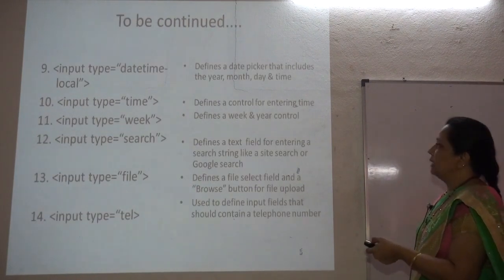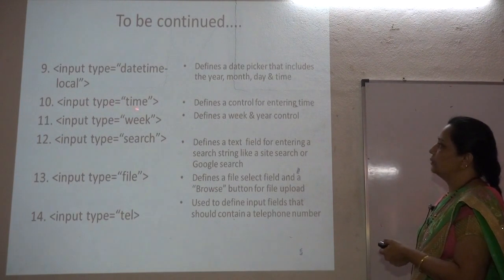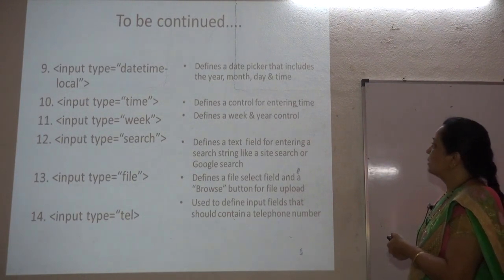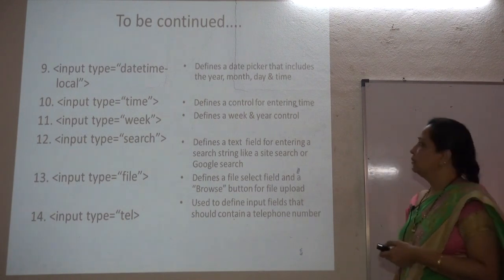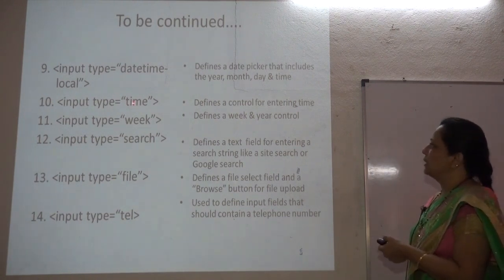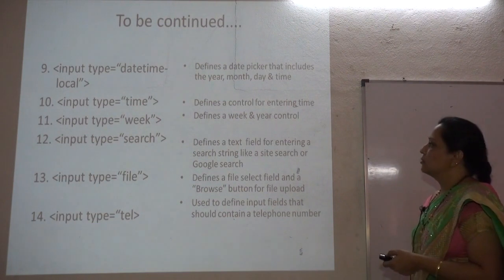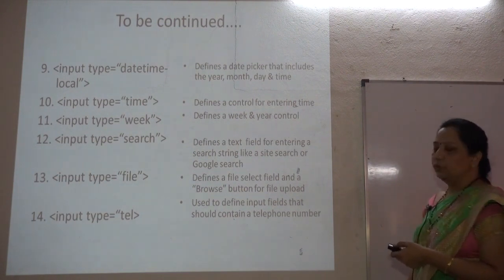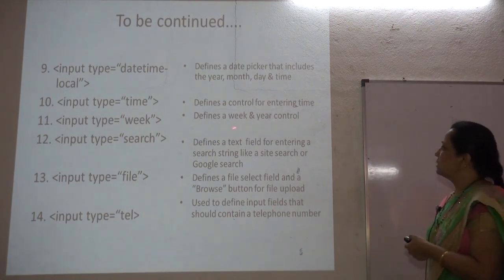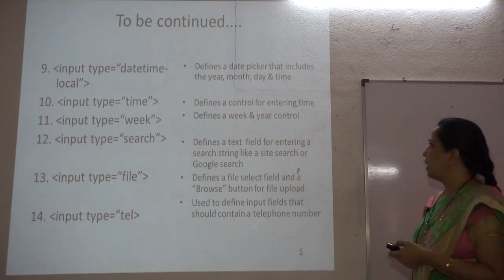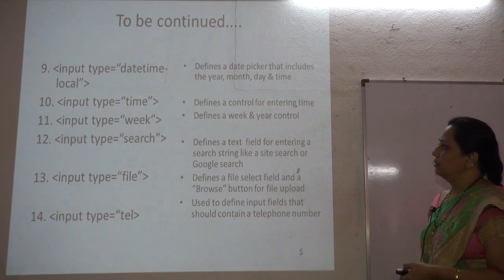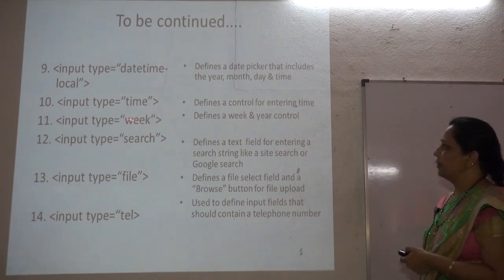So the next input type is input type equal to time. It defines a control for entering time. If you have to enter some time, we have to enter it using this type of format. Next, input type is equal to week. It defines a week and year control. Which week or which year we are having, we have to describe here.